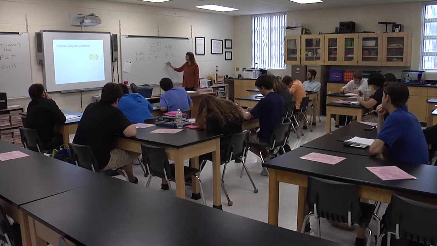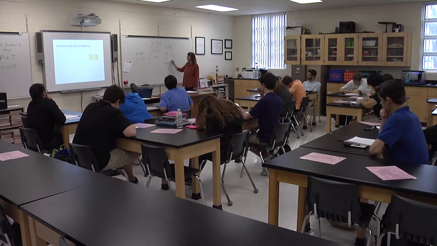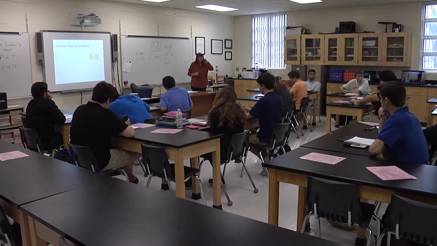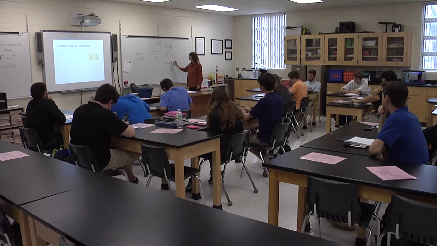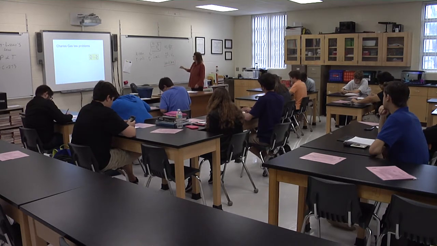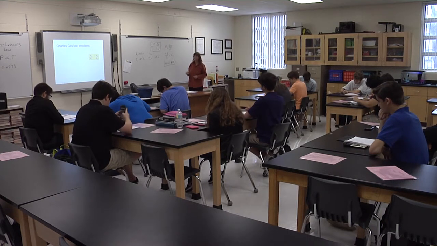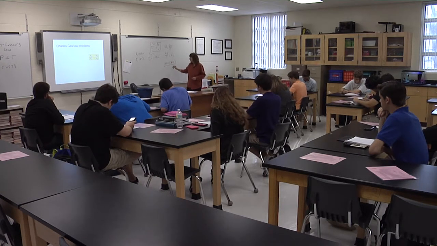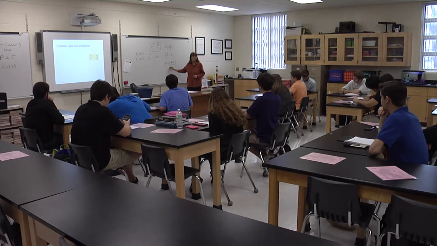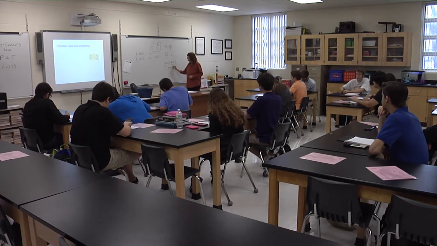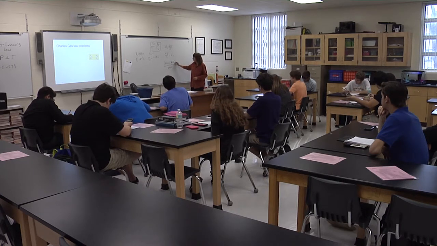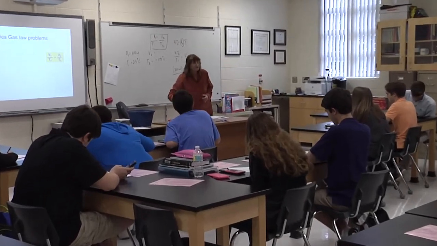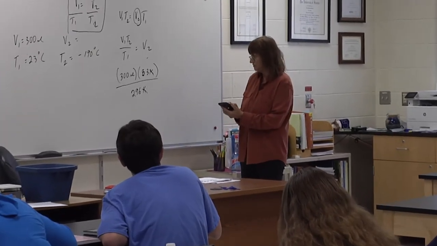My V1 is 300 milliliters. What is my T2 in Kelvin? 83 Kelvin. And what is my T1 in Kelvin? 23 plus 273 is 296. Now, do you see that Kelvin will cancel and our answer needs to be in a unit of volume, which would be milliliters? So watch your units.